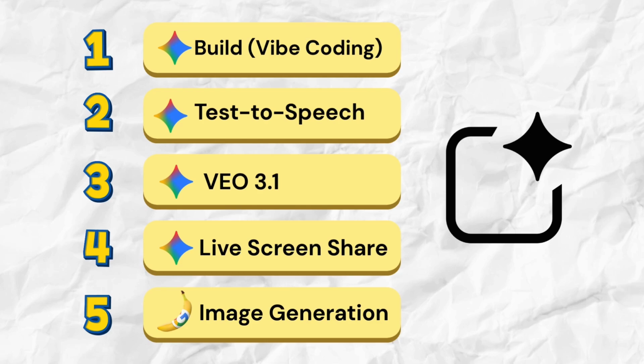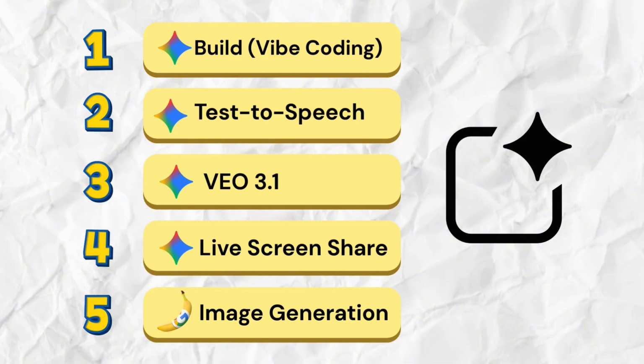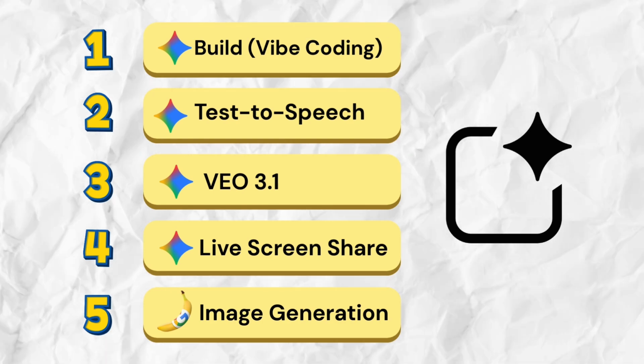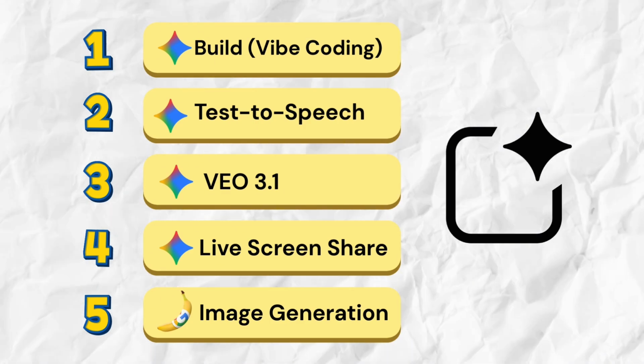Google just updated their AI Studio and it is pretty wild right now. In this video, I'm going to be showing you 5 amazing use cases for Google AI Studio which are completely free. We are going to be looking at their build feature, which is practically vibe coding, generating AI speech, VO3 for video creation, Gemini live screen share, and image generation, which is Nano Banana. If you have no knowledge of AI, worry not. I'm going to walk you from start to finish.